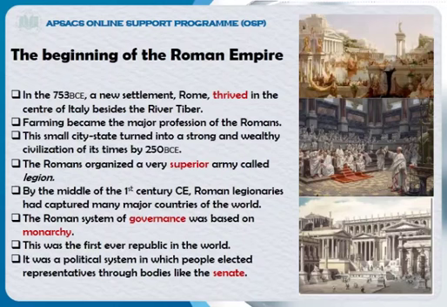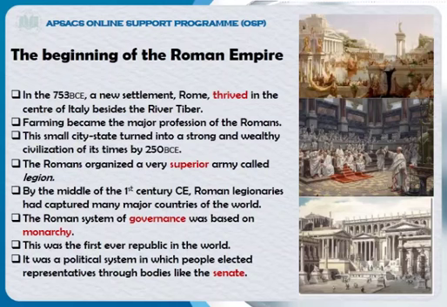This small city-state turned into a strong and wealthy civilization of its time by 250 BCE and soon spread to most of Italy and Greece and its colonies. The Romans organized a very superior army called legion. These legions not only made great conquests but also helped the government to keep peace in the empire. By the middle of the 1st century CE, Roman legionaries had captured France, Britain, Germany, some parts of northern Europe and southern Russia. In the east, they conquered southern Egypt and some parts of Iraq and Arabia.